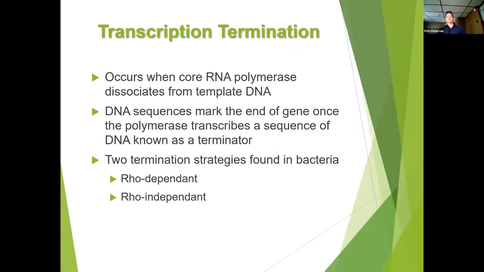After elongation, we have termination, and this occurs when the core RNA polymerase dissociates from the DNA. DNA sequences mark the end of the gene once the polymerase transcribes a sequence of DNA known as a terminator, or that TER that we had earlier in the lecture. I'm not going to go into too much detail about this, but just know that there are two termination strategies found in bacteria: rho-dependent and rho-independent strategies.